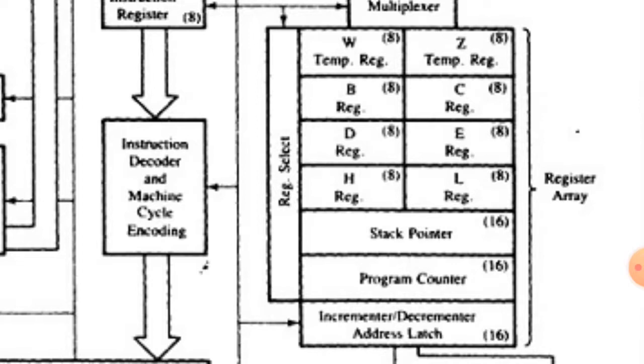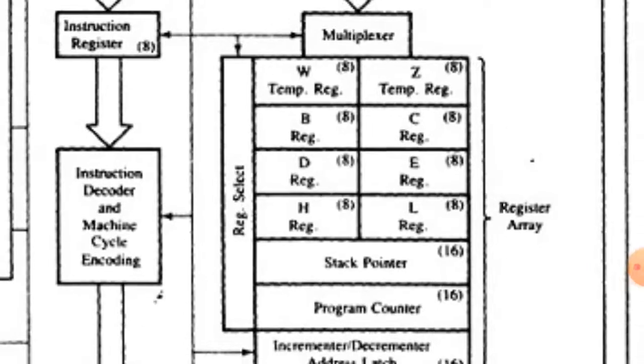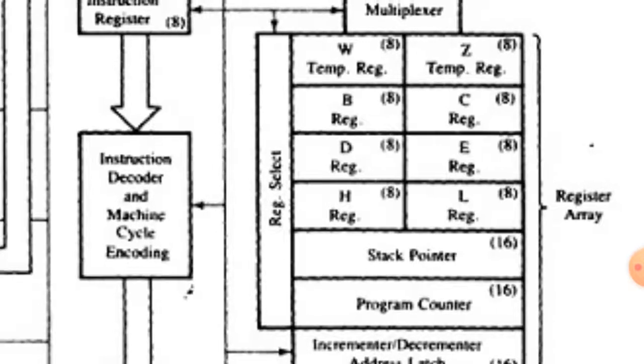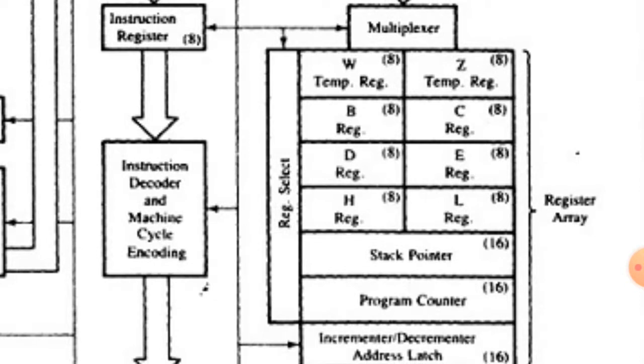Then it has a 16-bit program counter, as you can see here in the diagram. Then it has 6 8-bit registers. Can you see this? 6 8-bit registers. Now I'm mentioning those registers to you. Their names are WZ, BC, DE, and HL. These are 6 8-bit registers which are arranged in pairs.